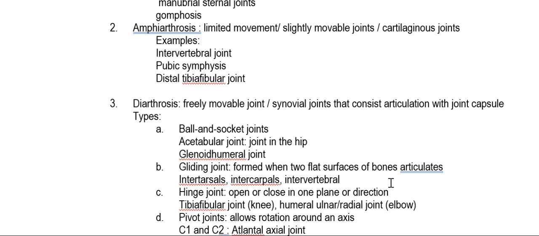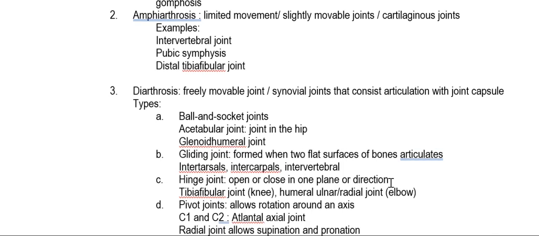And we have also the humeroulnar or radial joint in your elbow. Okay. So the humerus is connected to your ulna via your humeroulnar joint or your elbow. And your tibia is connected with your femur because of your knee joint.